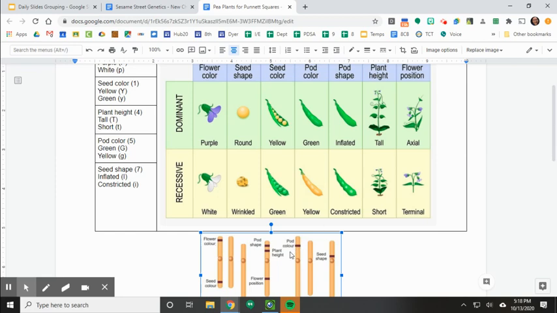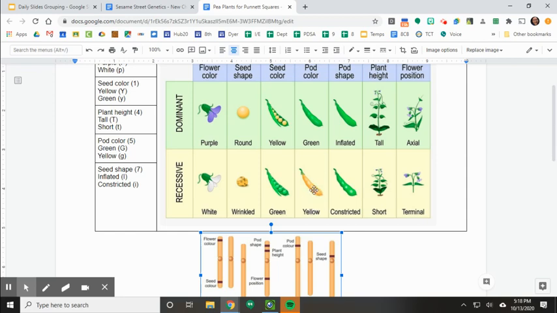So I think we're going to take a look at pod color. And for pod color, green is dominant, yellow is recessive, and we're going to use a capital G for our dominant allele, and we're going to use a lowercase g for our recessive allele.